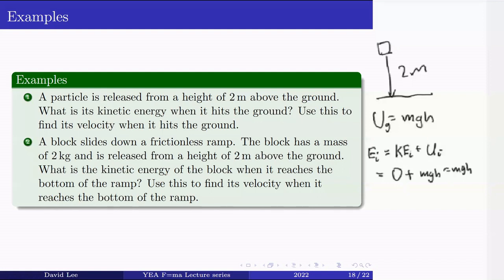All right. Now, what's its final energy? It's going to be its final kinetic energy plus its final potential energy. We don't know what its final kinetic energy is yet. That's what we're trying to find. But we do know that after it hits the ground, it's at a height of 0. So it has mgh, that's mg times 0, or 0 final potential energy.